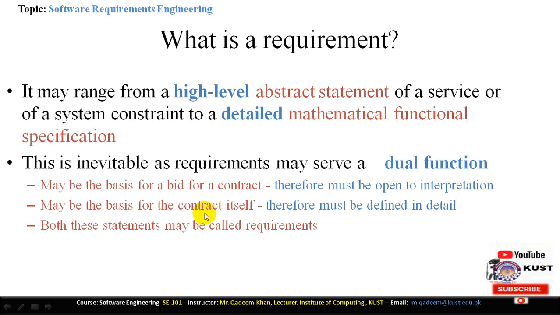That means that once the requirements specification document, that is the SRS document, is properly signed by the customers and the developer, then that acts as an agreement and that cannot be changed later on. So the contract must be signed between the two parties and the requirements act as a contract for itself. Therefore, it must be defined in detail. Both these statements may be called the requirements. So the above both statements, that is bid for the contract and contract itself, are called the requirements.